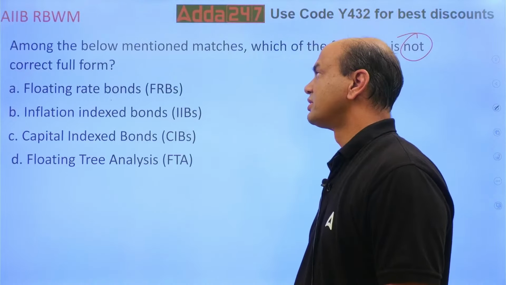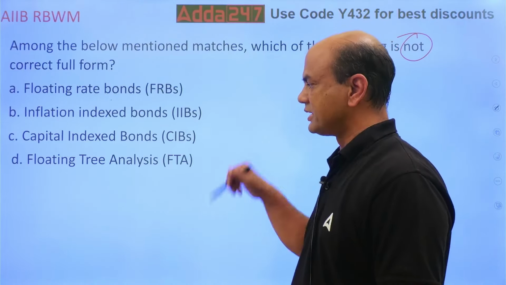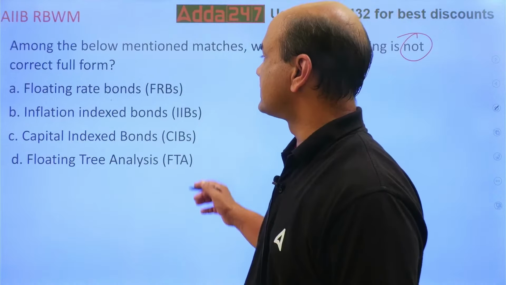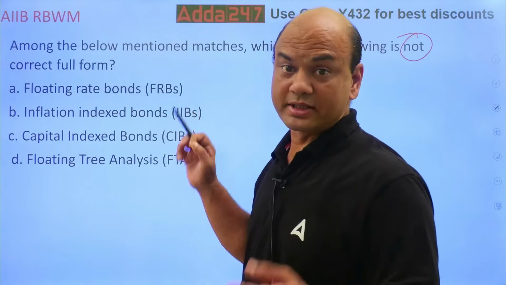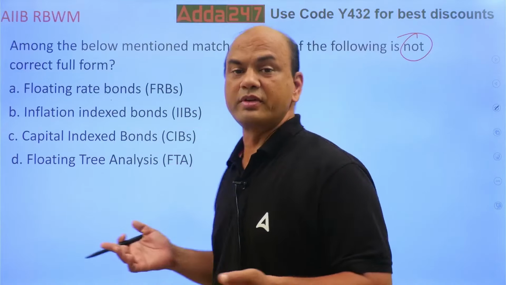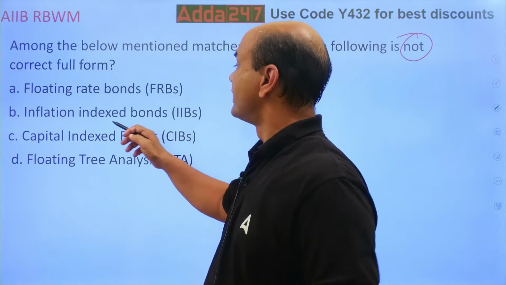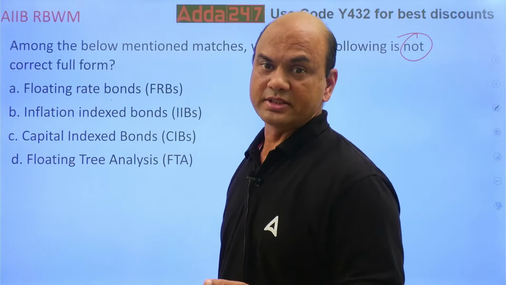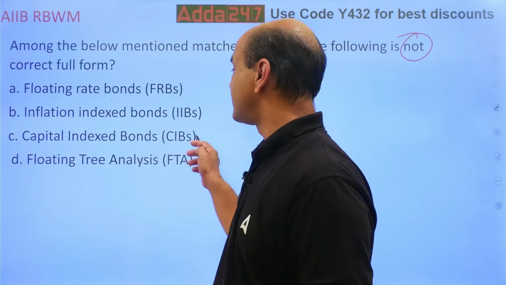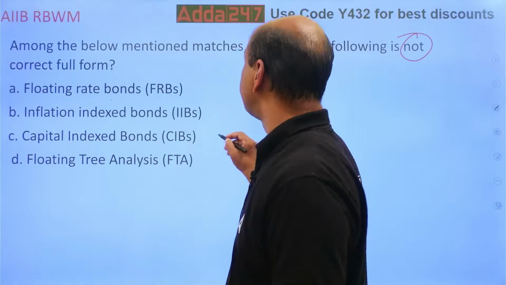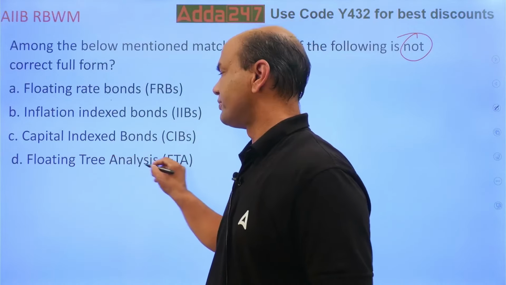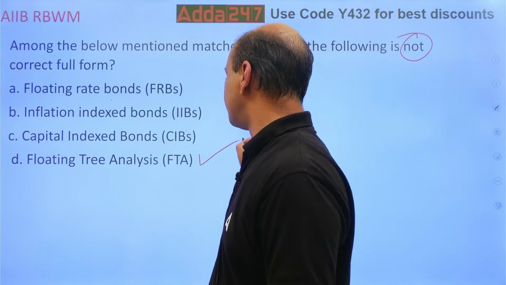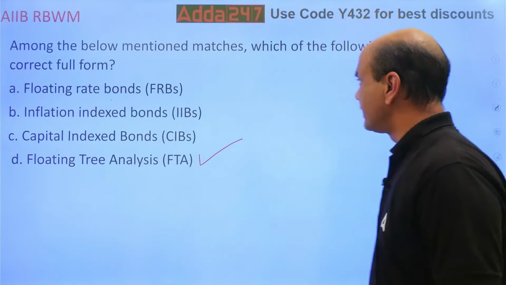What do you think? This is related to bonds basically. So the correct answer is, floating rate bonds, FRBs, that is correct because those are used everywhere in the world. Inflation index bonds, that is also correct because we have two types of inflation indexes. Capital index bond, that is also correct. So the only one not matching is FTA. Floating tree analysis is the incorrect one.